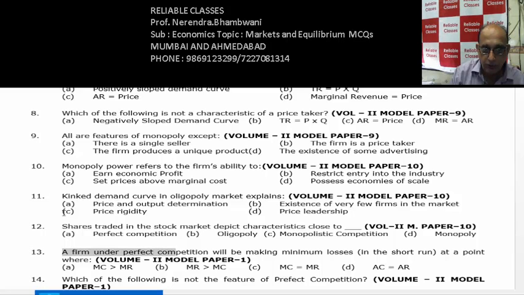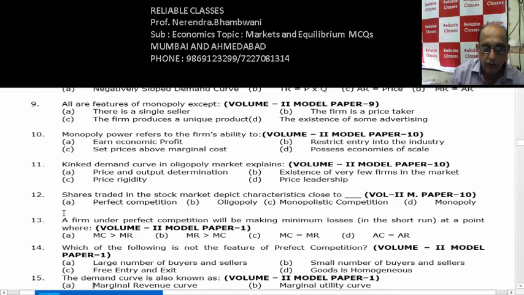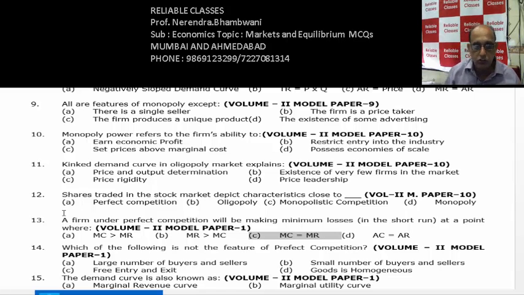A firm under perfect competition will make minimum losses in the short run at a point where... a firm in the perfect market competition will make minimum losses when MC is greater than MR? No. MR is greater than MC? No. MC is equal to MR. Here at this point losses are minimized and profit is maximized. If there is profit, it will be maximum profit; if there is loss, it will be minimum loss.